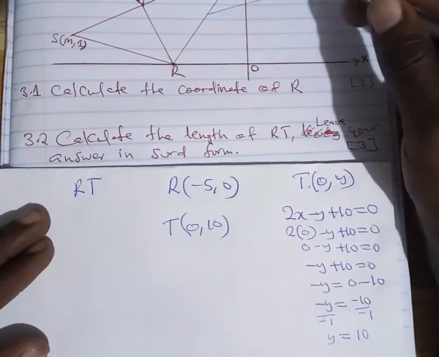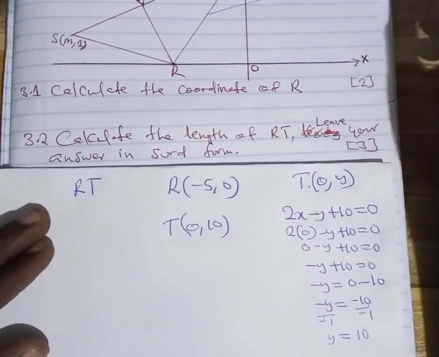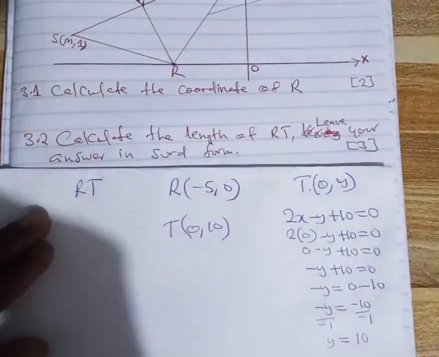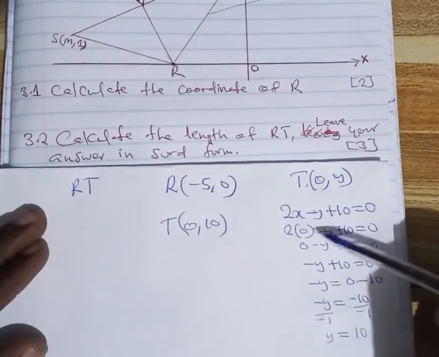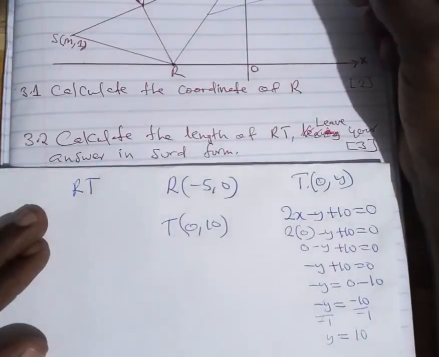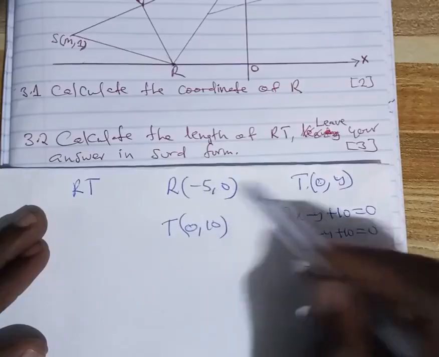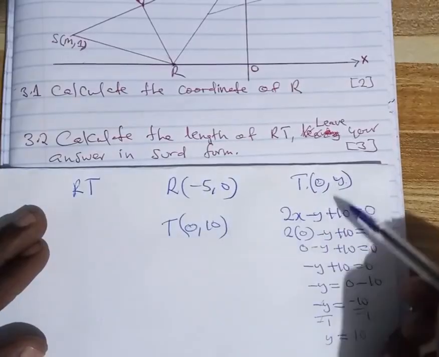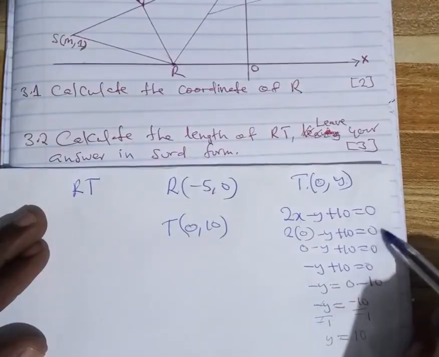For TR, the equation is 2x minus y plus 10 equal to 0. So we have this one here. What I'm going to do is use this equation, 2x minus y plus 10 equal to 0. Since T is on the y-axis, x is 0. So that's why I'm starting with 0 here. x is 0, y is unknown. Where there's x, we put 0, and we find y.